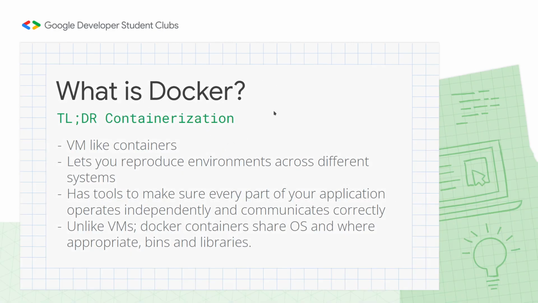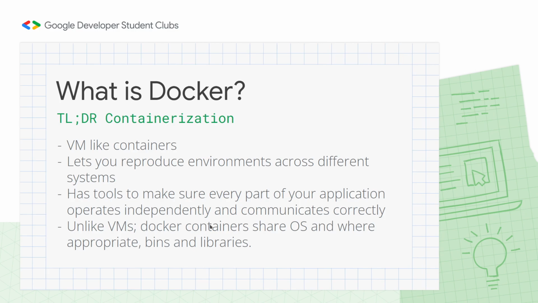First of all, what is Docker? Docker has VM-like containers, which will let you reproduce environments across different systems. It has tools to make sure the app operates independently, and it has the ability to communicate between containers. Unlike just running your code inside a virtual machine, Docker containers can sometimes share libraries, the bins, the OS as well. So it's a lot more lightweight and faster to run than a full-blown VM.